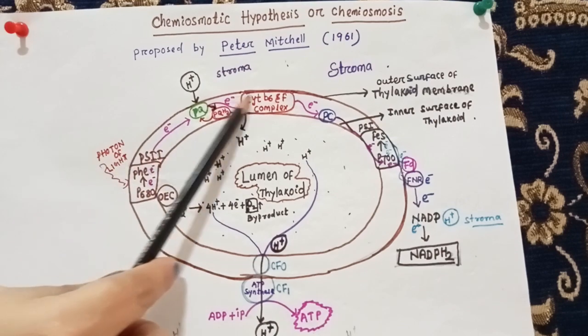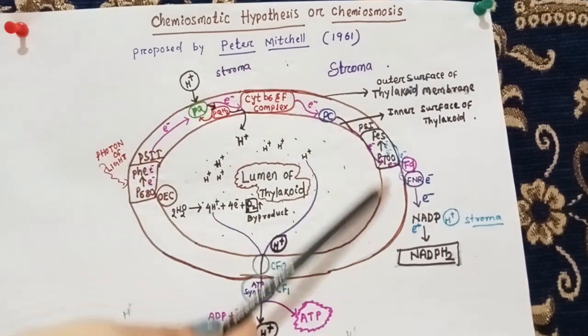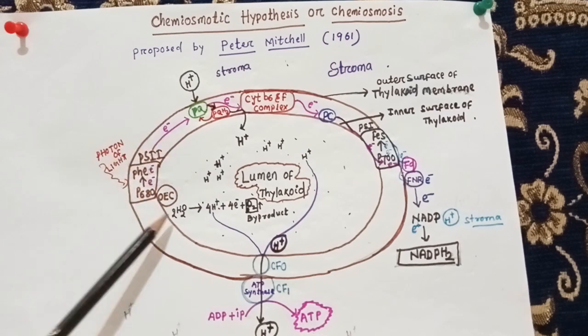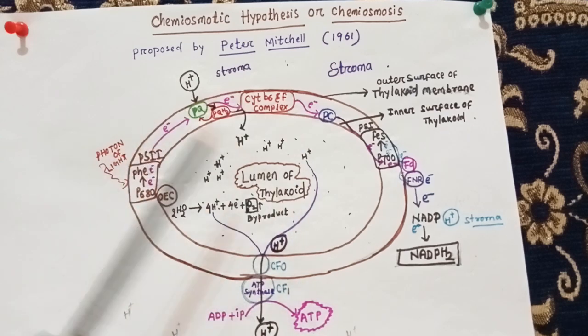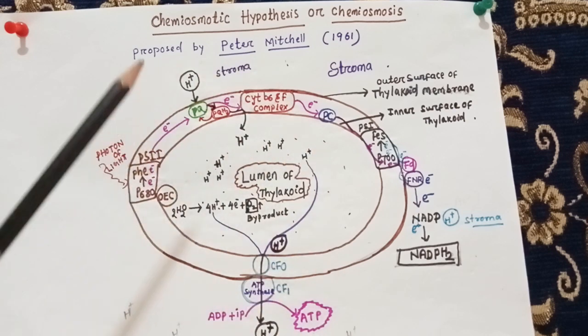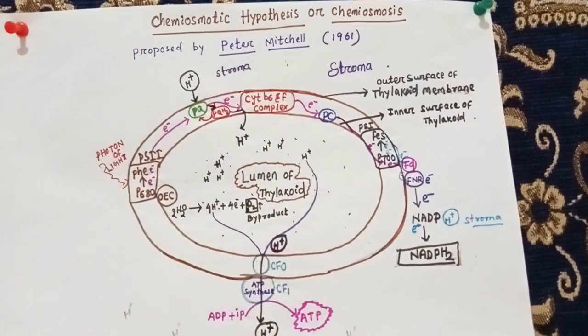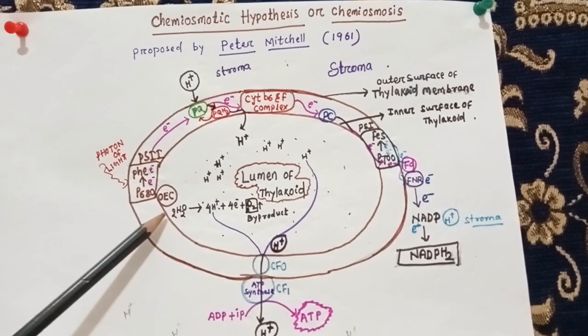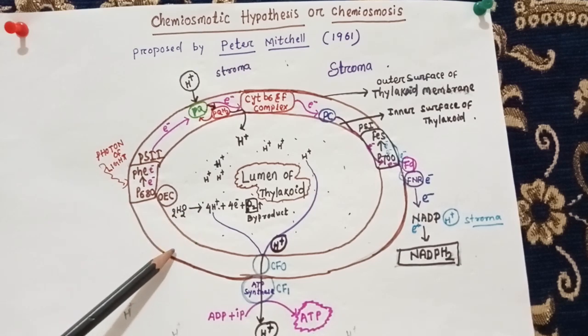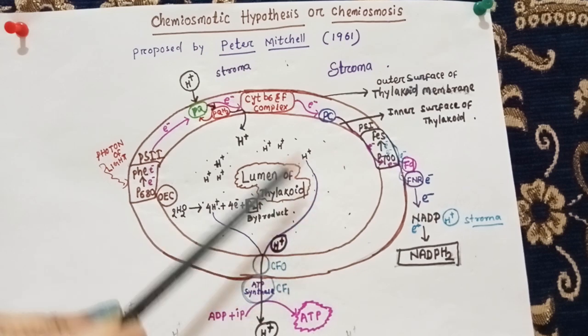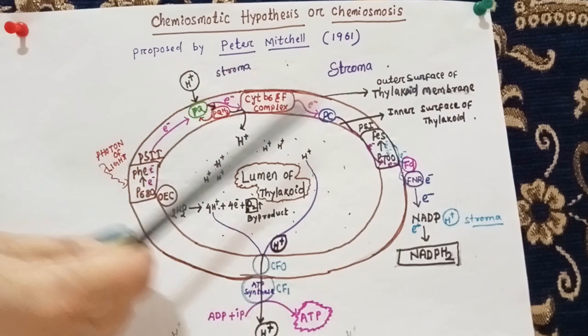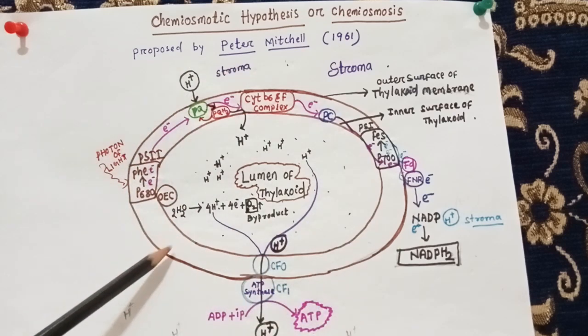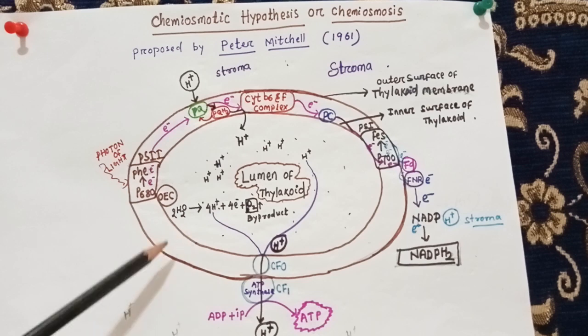This is a single thylakoid, and this is the membrane of the thylakoid. The thylakoid is a coin-like structure present inside the chloroplast. Okay, and this is surrounded by a single membrane. It is not a double membrane, it is a single membrane. This is the inner surface and this is the outer surface, and this is the thickness of that membrane.